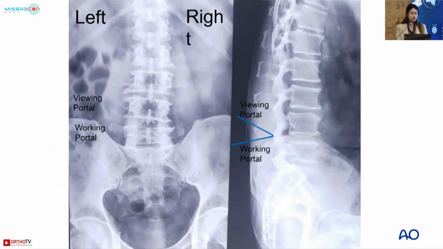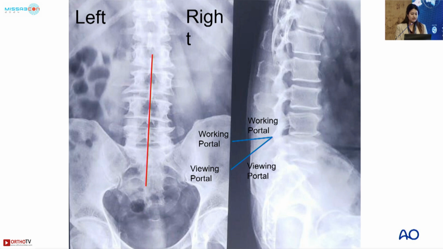So this is a routine AP and lateral X-ray of the lumbosacral spine. You can see this is the medial spinous process line. This is the medial pedicular line. The surgeon here is standing on the left side. This is the spinolaminar line. This is the trajectory for the viewing portal. This is the trajectory for the working portal. Here the viewing portal is on the cranial side. This is the viewing portal and this is the working portal.